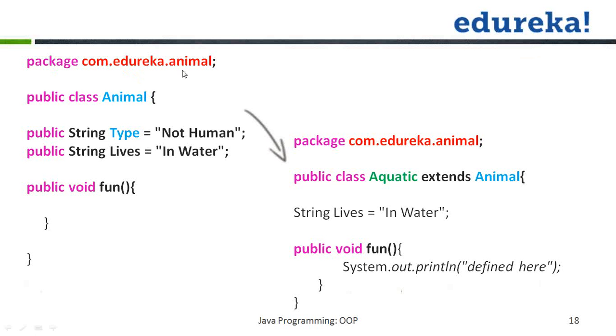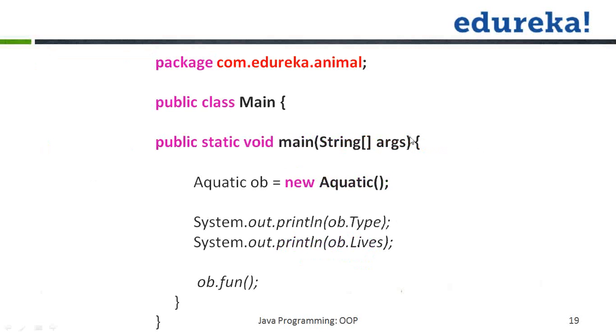Now, you have your package name edureka.animal, you have your class that is animal. In that you have defined a string type, not human, string lives in water, and public void function, you have a function as well. Now, you have the same package in that you have an aquatic class, extends animal, string lives in water, okay, and you have a function. In this you are defining it right here, you're changing it, but you are actually using the inheritance. Okay, in the main class what you are doing, you are creating an object of aquatic class, ob equals new aquatic, System.out.println ob.type.